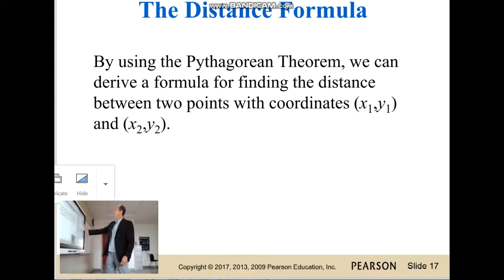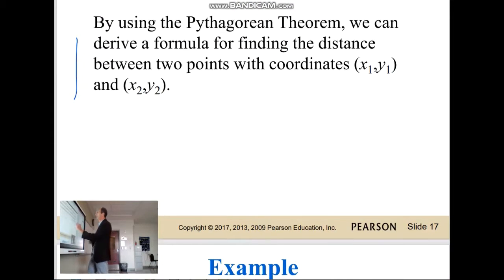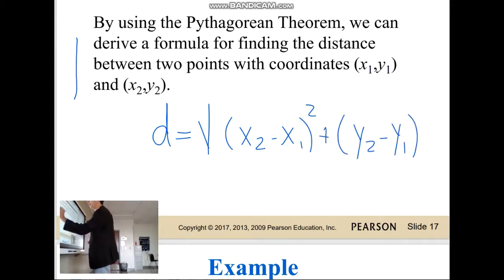By using the Pythagorean theorem, we can derive a formula for finding the distance between 2 points with coordinates x1, y1, and x2, y2. This formula is going to be, let me show here, the distance formula equals square root, and I'm going to have x2 minus x1 squared plus y2 minus y1 squared.